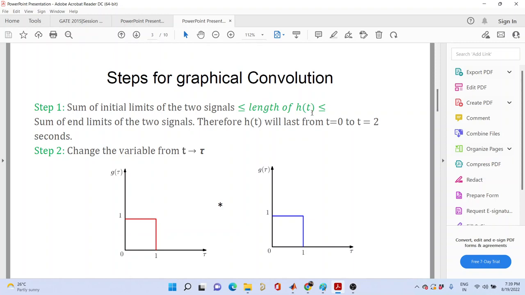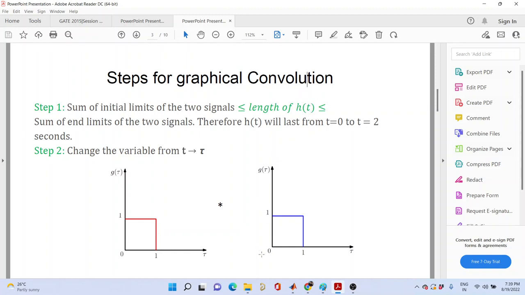The length of the impulse response h(t). I have represented the impulse response as h(t). So the length would be the sum of the lengths of these two signals. The length of this signal is 1, the length of this signal is also 1, so the length of h(t) would be 1 plus 1, 2.